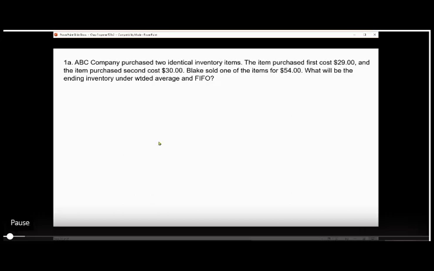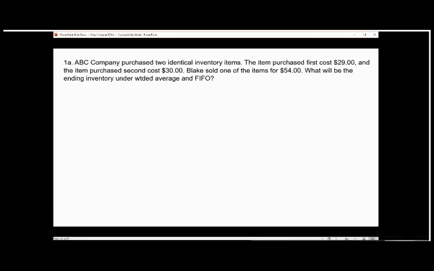And here's our first question. ABC Company purchased two identical inventory items. The items purchased first cost $29, and the item purchased second cost $30. And Blake sold one of these items for $54. I say Blake, that should really be ABC Company. So what will be the ending inventory under two methods, weighted average and under FIFO?